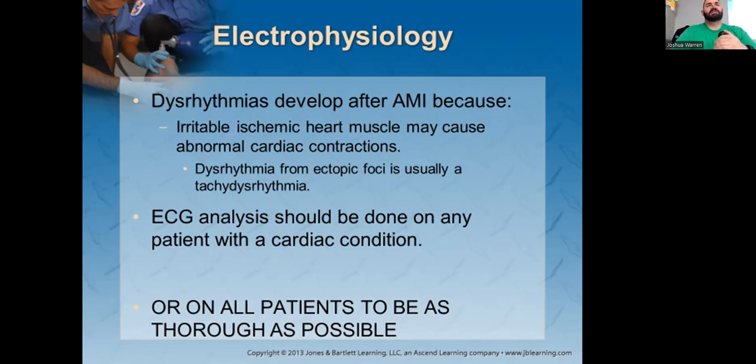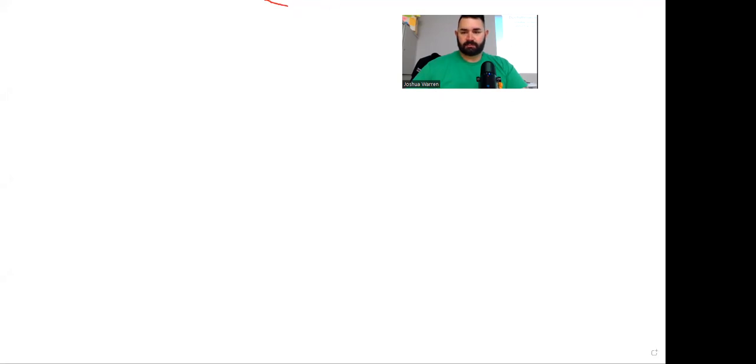So tachy dysarrhythmias means it's a fast arrhythmia. And this ectopic foci, ectopic means it's out of the normal insulated conduction system. It is over there in left field. What does that mean? Well, I'm going to show you. Let me get my little pencil marker here. Bear with me. I am not a super artist.